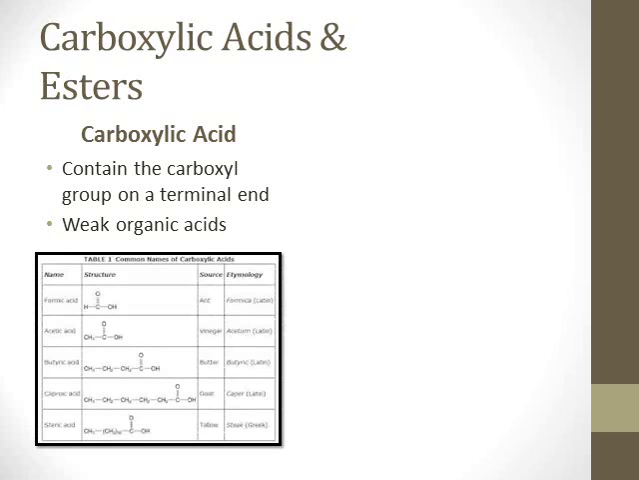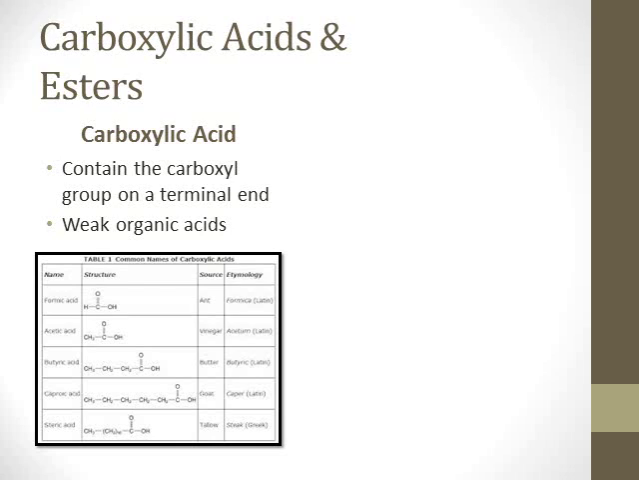So again, this graphic's a little bit blurry, but you can see the first one, the common name for this is formic acid, and we've got the carboxyl group on the end attached just to one hydrogen. So this is a single carbon acid. And again, these are common names for these acids. There are proper standard names for them too.